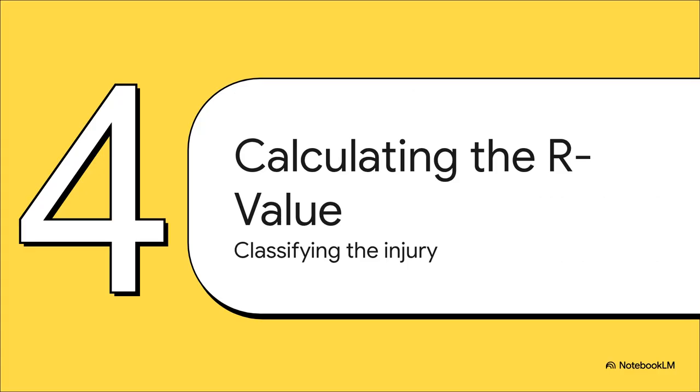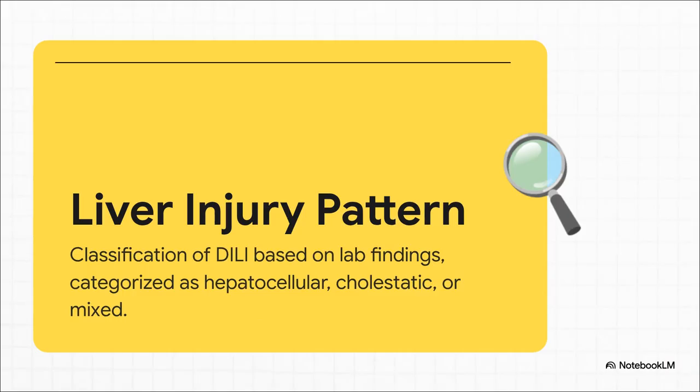Okay, so we have these patterns: hepatocellular, cholestatic, mixed, but sometimes just eyeballing the labs can feel a little subjective. So how can we be more objective? Well, there's a really neat and simple calculation we can use called the R-value. The R-value is exactly what it sounds like.